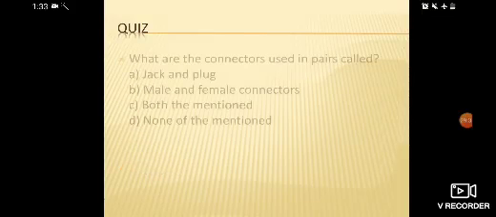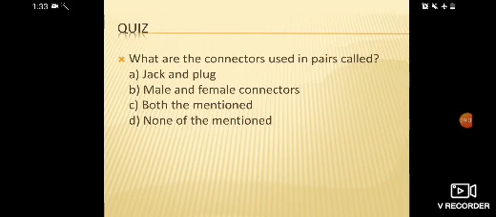The next one: what are the connectors used in pairs? To form pairs, the connectors used in pairs are called... The first option is jack and plug. The second option is male and female connectors. The third option is both of the mentioned, A and B. The D option is none of the mentioned above. Please note this question.